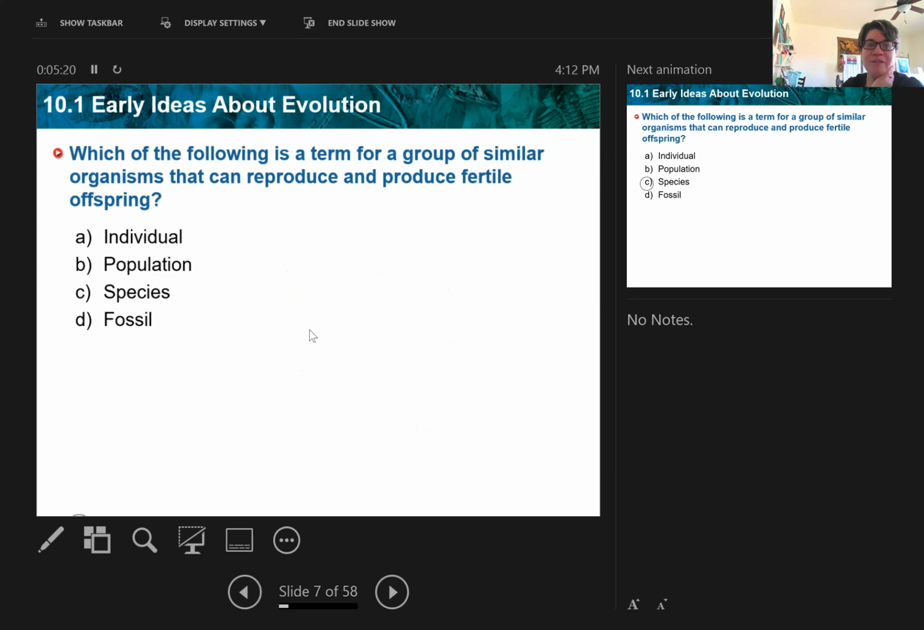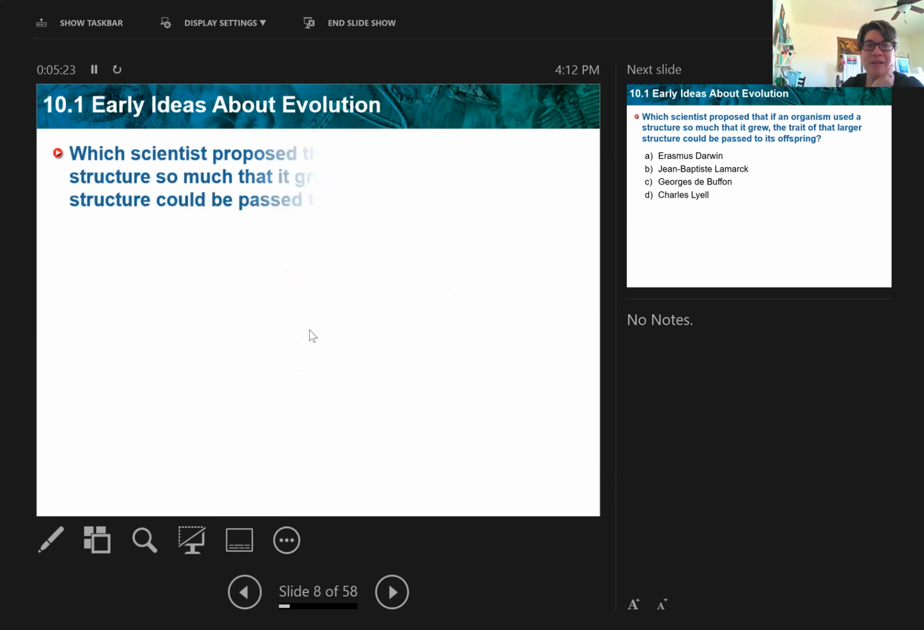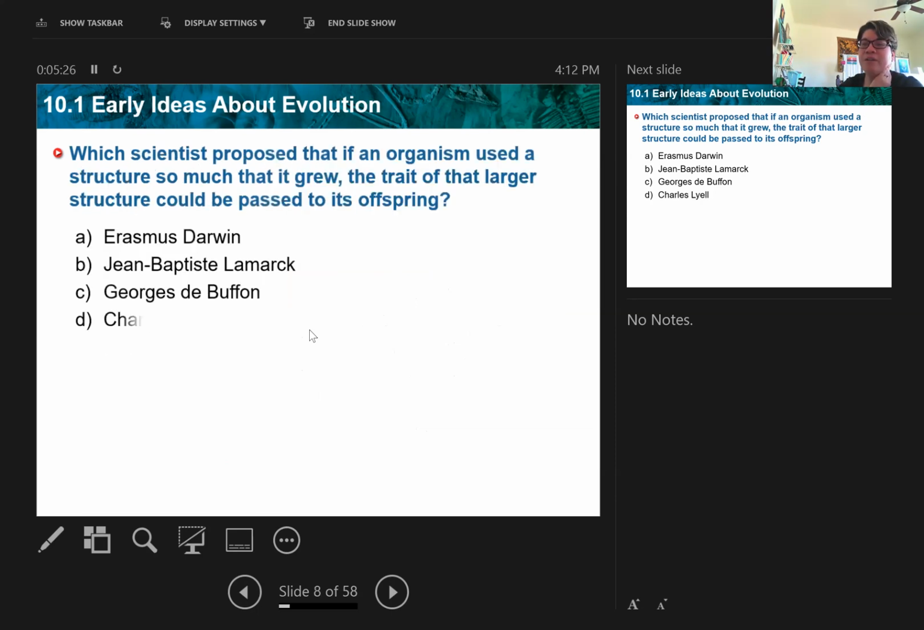So we said that was species. An example of that one is like a donkey and a horse. Those are not the same species. They produce a mule, which is not fertile.